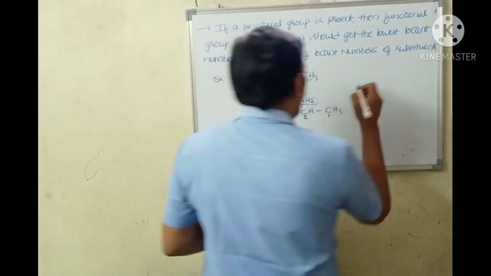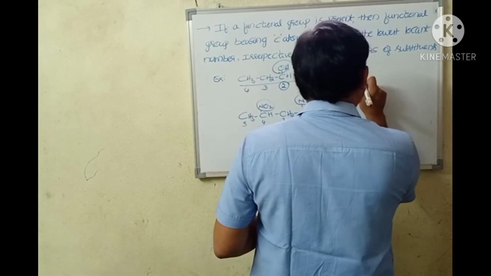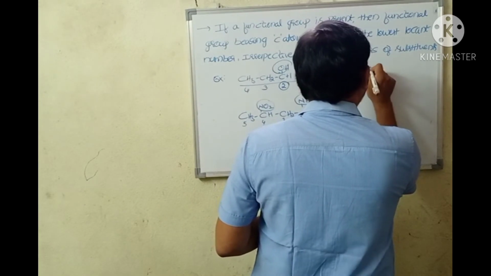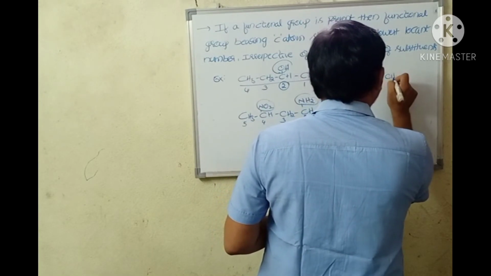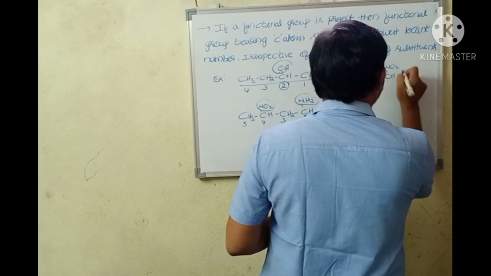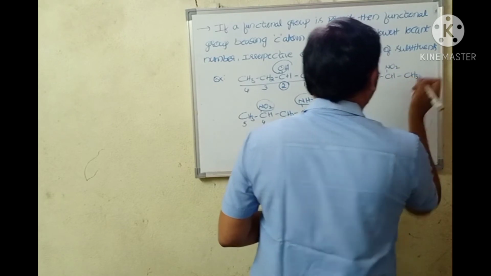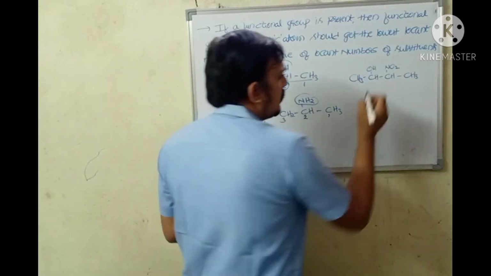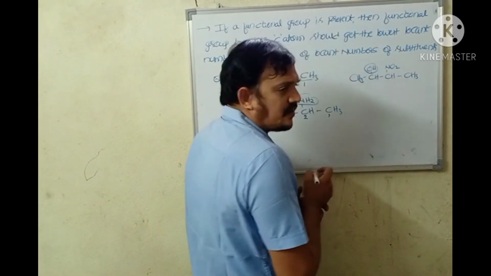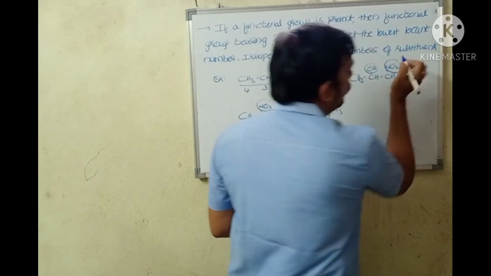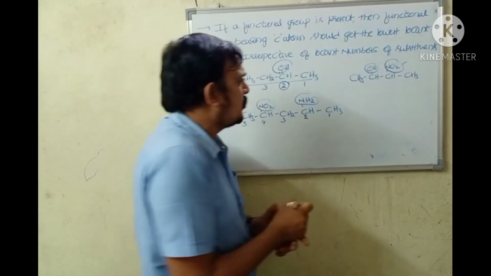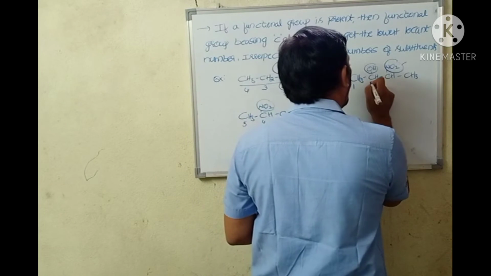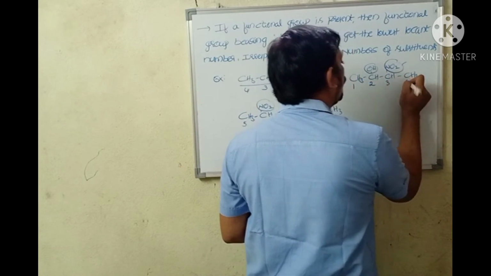Then we should look at another example. CH3, CHOH, CHNO2, CH3, like that. Then the alcohol group is there, and the nitro group. The nitro group is a substituent, the alcohol group is the functional group. So I'll be numbering it from left to right, 1, 2, 3, 4.